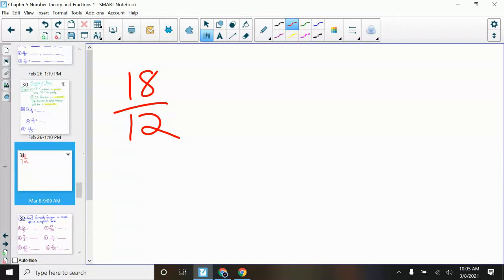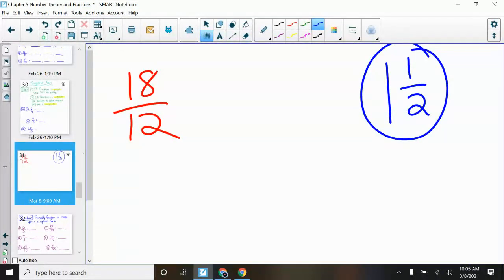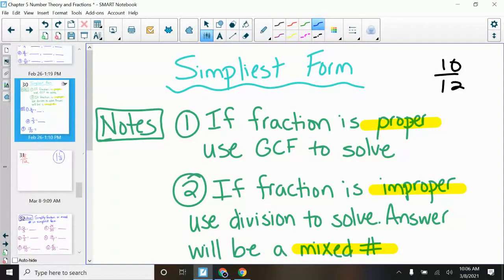All right, let's check this out. Here we go. First off, the answer that you should have gotten was 1 1/2. That was the final answer. So, what we had to do first, and I saw some of you make this big time error right from the start. 18/12 is what kind of fraction? Improper. So you can't start searching for the greatest common factor here. This is an improper fraction. Improper fractions, to put them in simplest form, we must use division to solve.